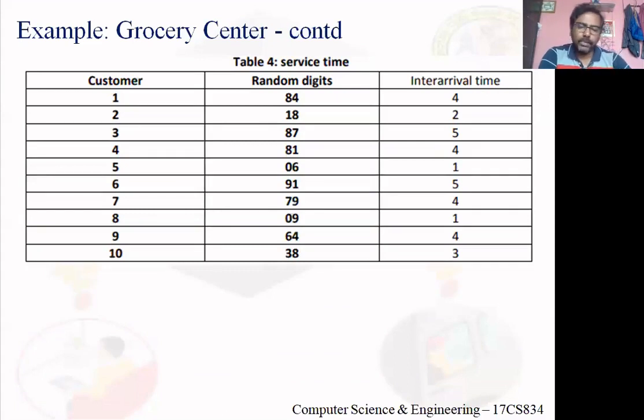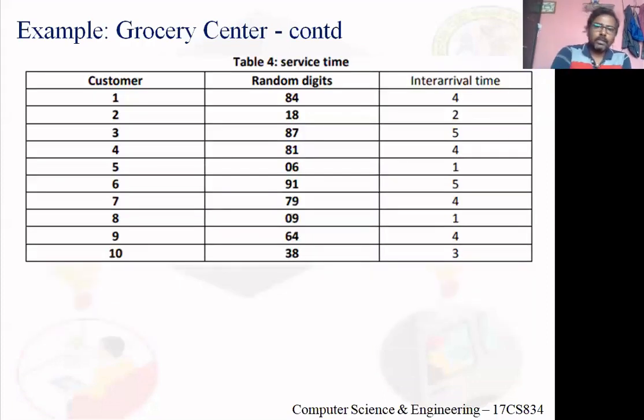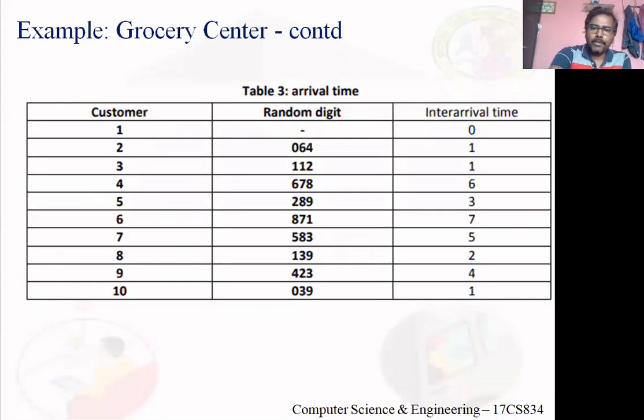Given random numbers, how to translate those random numbers into values for inter-arrival time and service time. So, clear. Now you're simulating for 10 customers. You have the inter-arrival time of all 10 customers, of which the first customer is assumed to arrive at time 0.